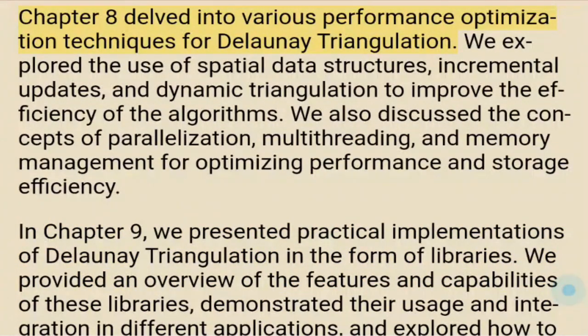Chapter 8 delved into various performance optimization techniques for Delaunay triangulation. We explored the use of spatial data structures, incremental updates, and dynamic triangulation to improve the efficiency of the algorithms. We also discussed the concepts of parallelization, multi-threading, and memory management for optimizing performance and storage efficiency.